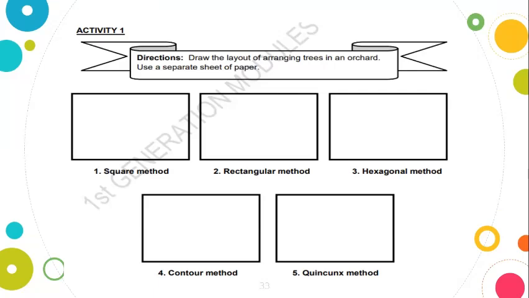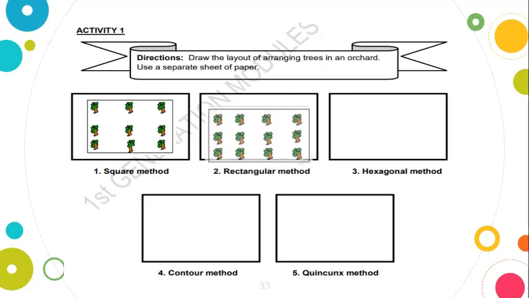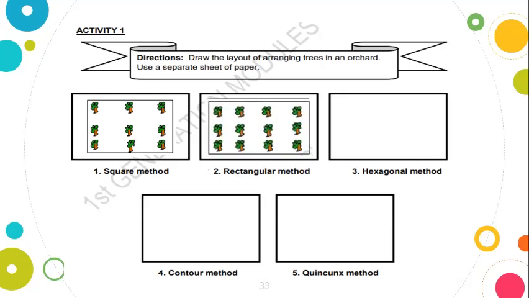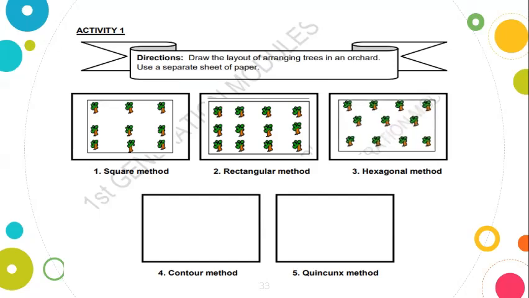Time is up. Let's see if you already know the different layouts. Let's start with number 1, the square method. So, there you have it. If you drew at least 4 trees forming a square, that will be okay. Then second, the rectangular method. Also, you have to widen your square. Correct. Then, the hexagonal or triangular method.